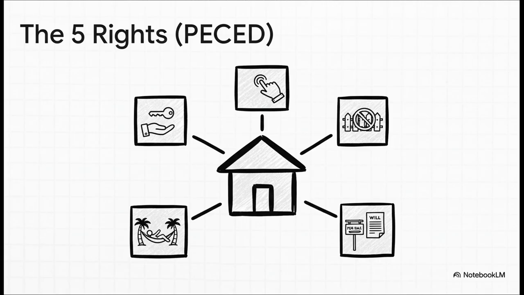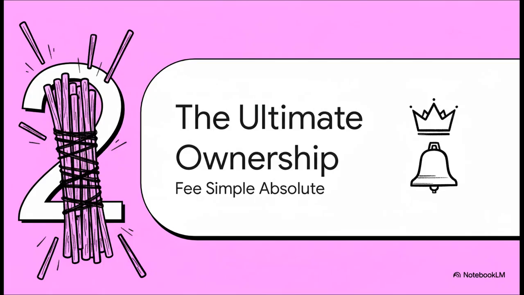And here they are. The E stands for enjoyment. That's your right to use the property without anyone interfering. The C is for control, your right to decide how the property gets used. And then we have exclusion, the right to keep other people out. And finally, disposition, which is your right to sell it, lease it, or will it to someone else. That's your whole bundle: possession, enjoyment, control, exclusion, and disposition. Okay, so what happens when you have all the sticks in that bundle with absolutely no strings attached?